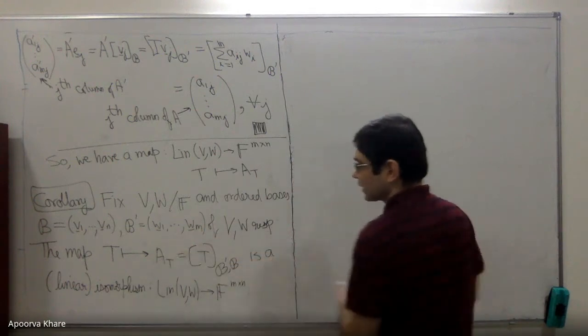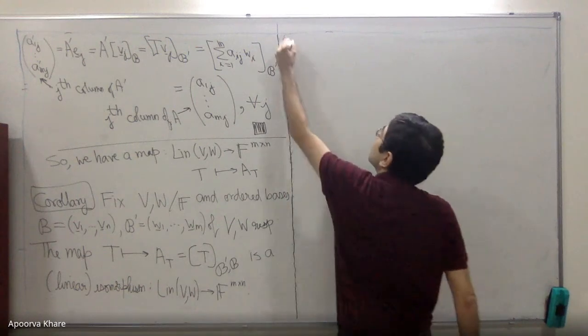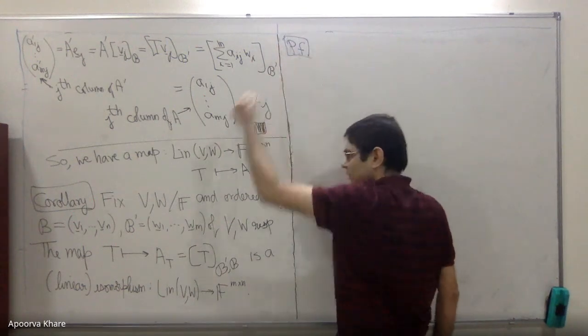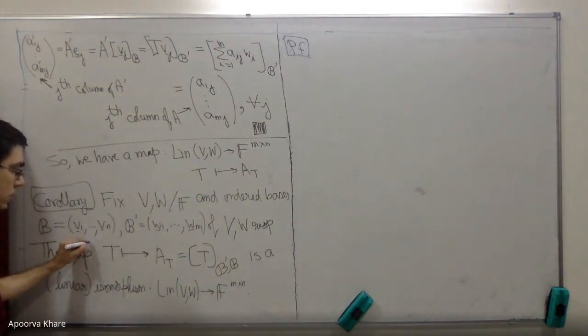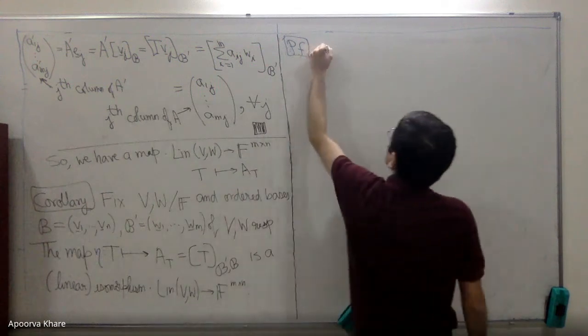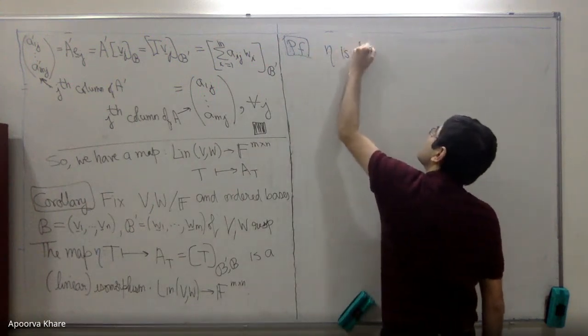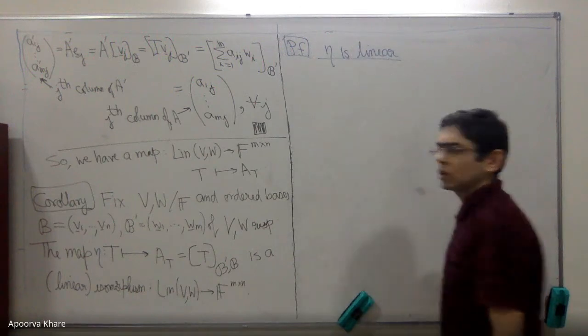Now we have to just look at the fact that first of all the map is linear, then it's 1 to 1, then it's onto. So proof. Let's give this map a name, a nice name. It's a Greek letter maybe. Eta. Okay, so eta is linear. So we have to prove three things: eta is linear, eta is 1 to 1, eta is onto.